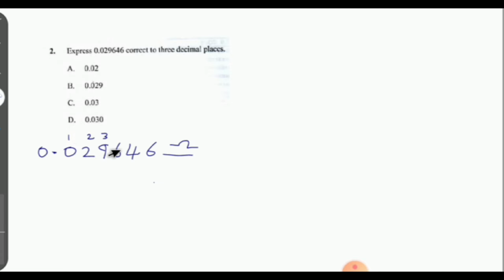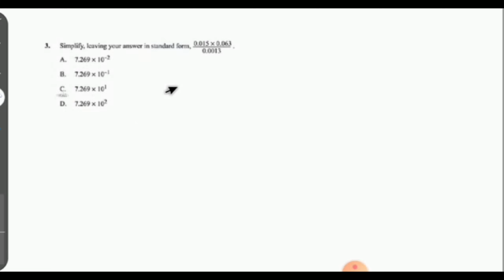Then I will check the next number. Is it up to 5? Yes, it is more than 5. So if it is more than 5, I'll add 1 to this one. Here it becomes 10. And 10 is made up of the digit 1 and 0. So I'll take the 1 here and add it to this 2. It becomes what? 3. So my final answer will be 0.03. Now that's option C. So now let's move to the next question.